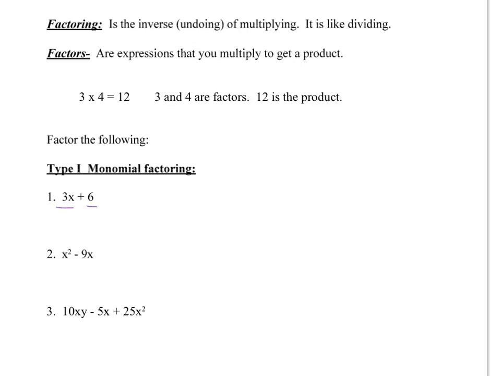I can divide each of those terms by 3. When I divide each of those by 3, I'm not going to lose that 3. I'm going to put it out front. That's my first factor. And when I divide 3x by 3, I get 1x. And when I divide 6 by 3, I get 2.